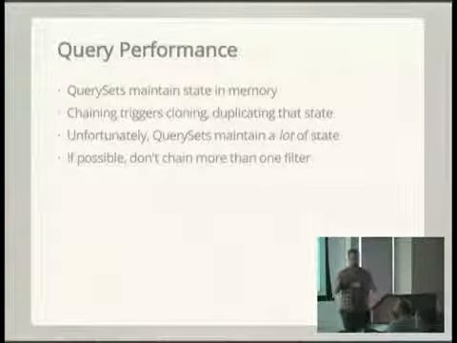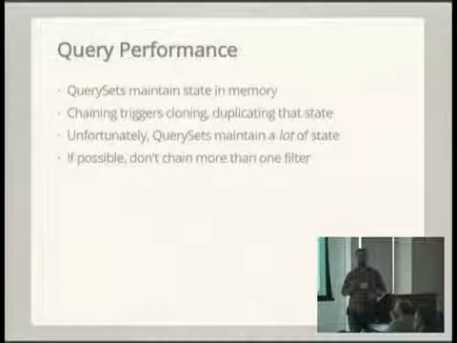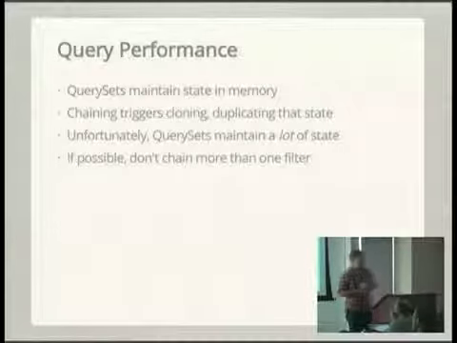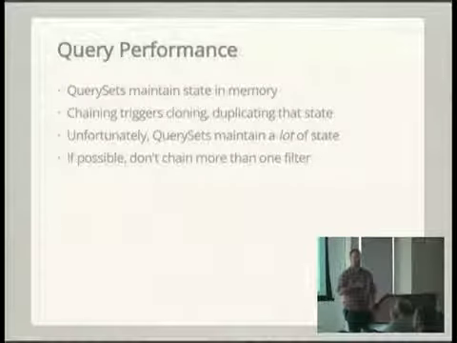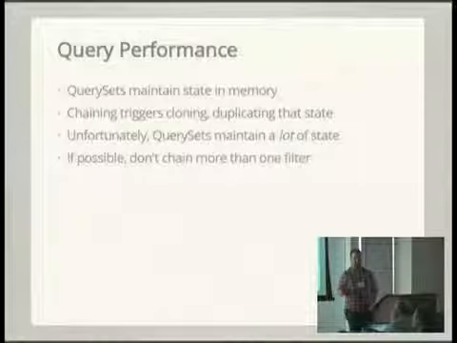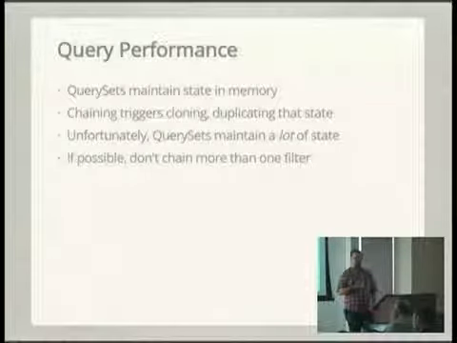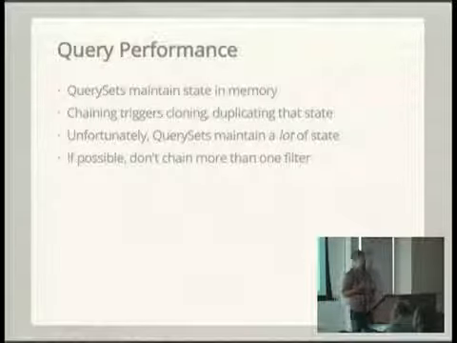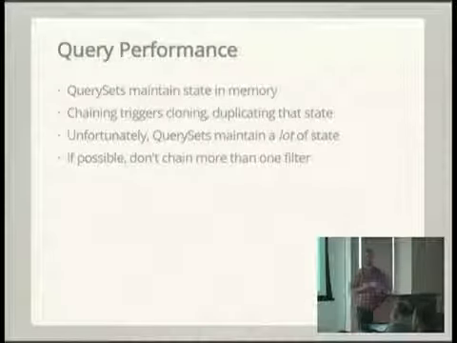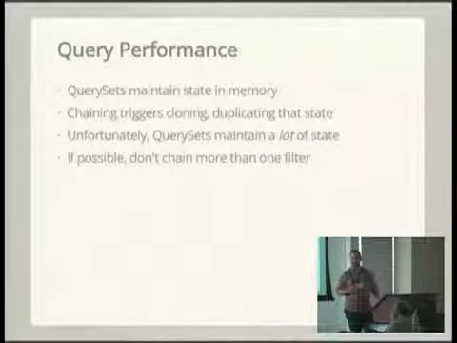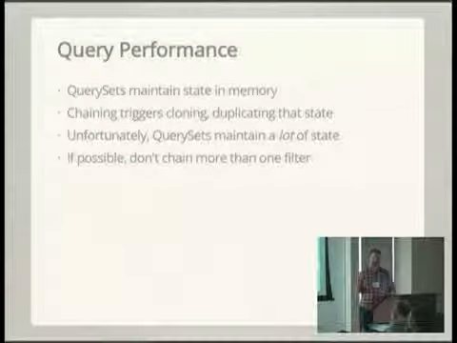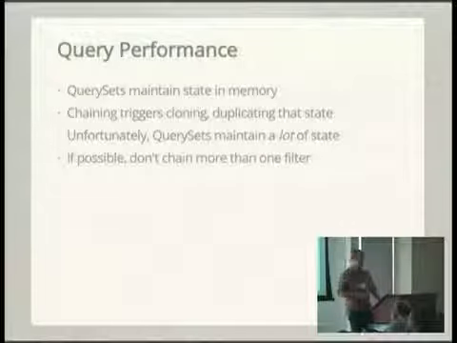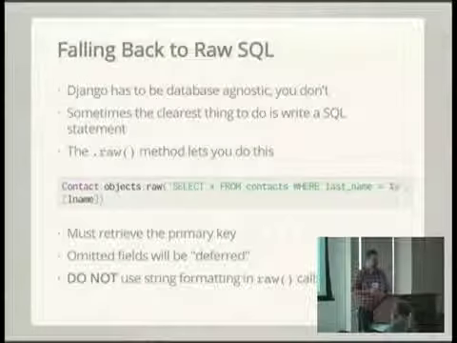And finally, I said I was going to tell you why you should not chain if you can avoid it. Query sets maintain their state in memory as you go. And when you do that chaining, so you say filter something dot filter something else, you end up cloning your initial query set as a starting point. Query sets are not small objects. They are actually pretty huge, especially after they've started to load data from the database. They maintain a cache, and so that all gets duplicated in memory. So if you can avoid chaining filters, do so. You will see better performance.